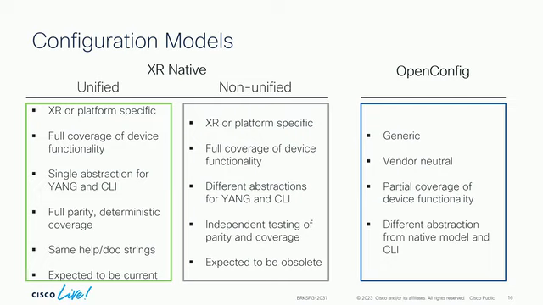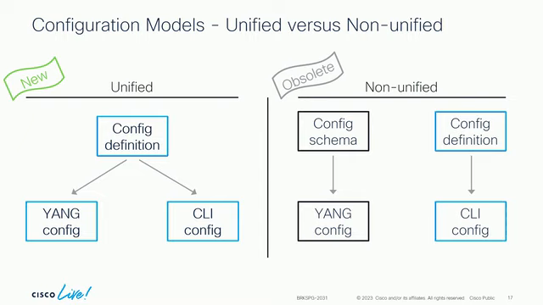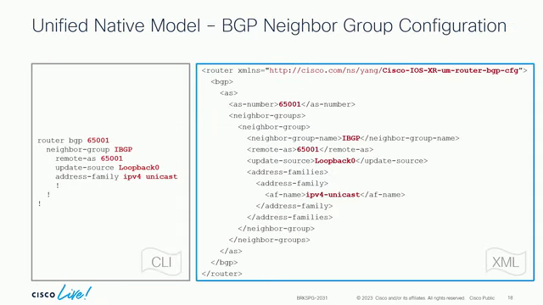And with unified models, we just have only one config definition, and then it's just mapped either to YANG config or to CLI config. And for non-unified, it was just like two different mappings, config definition and config schema. So this is our internal plumbing to make things better and more user-friendly in general.